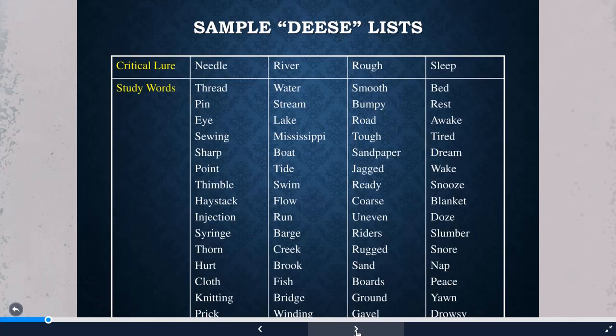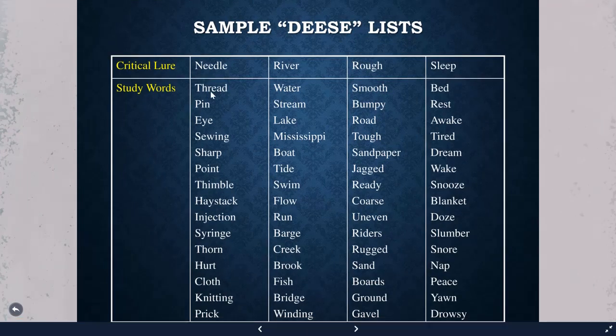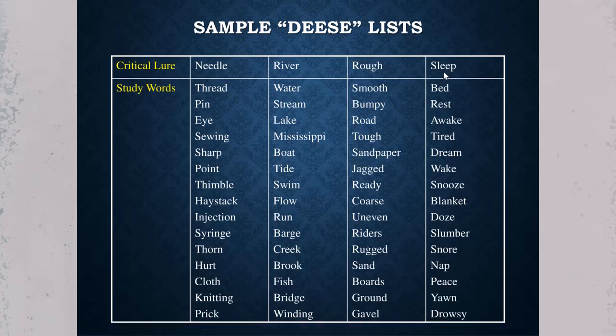So what are the sample Deese lists? You'll notice that you studied the list associated with needle, the list associated with river, and the list associated with sleep. Now it's really important: these are the study words, the old words. The words needle, river, and sleep were never presented on the study list. However, you may have gone through and identified them, most likely you did, one or two, or maybe even all three, as words that you studied.